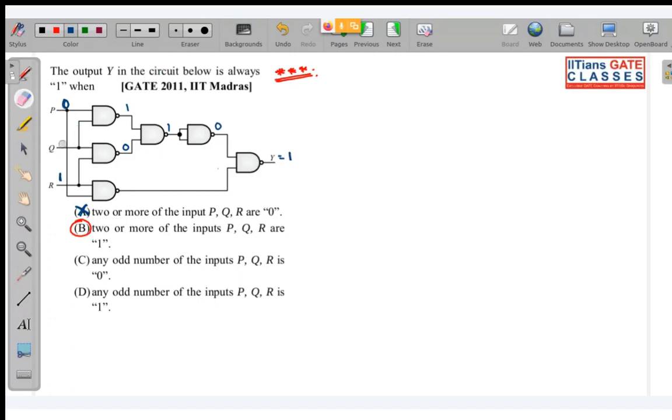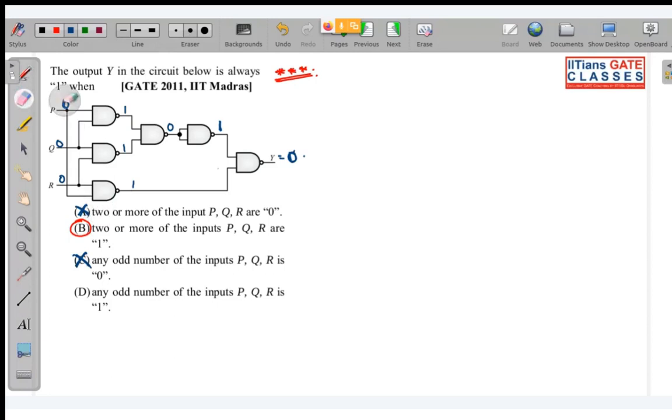Now let me take 3 zeros at once, because 3 is also an odd number. If I take 3 zeros at a time, this will be 1, and this will be 1, and over here this will be 1. So if this is 1, this will be 0. Over here this is 1. 1 into 1, so this is 0. Okay, so again this is false. Any odd number of inputs of PQR is 0 is also false.